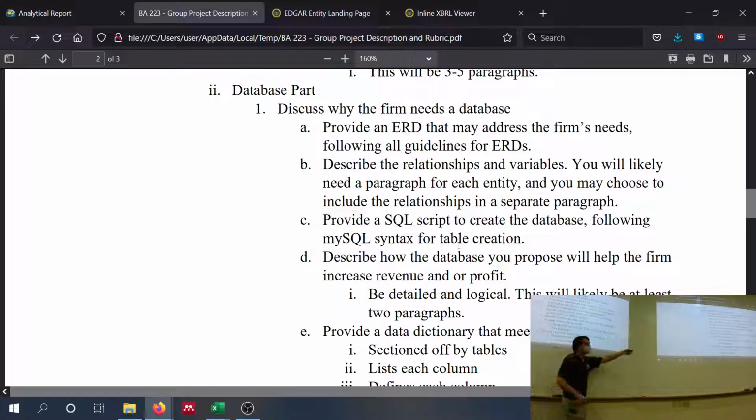Anyway, obviously, you're going to have a database part. Okay, so what you're going to do is you're going to look at the company, say, what are they selling? How are they selling it? How might a database help? So you're going to think about all that, make an ERD.